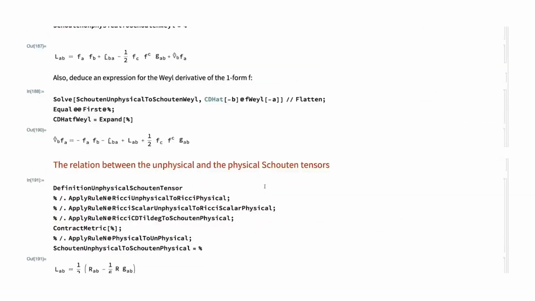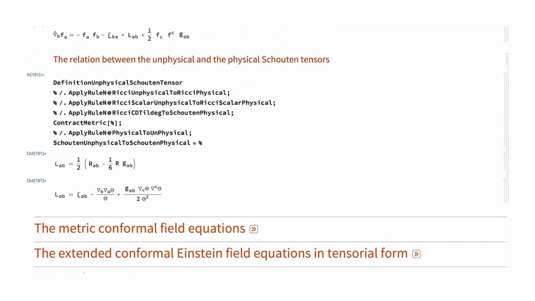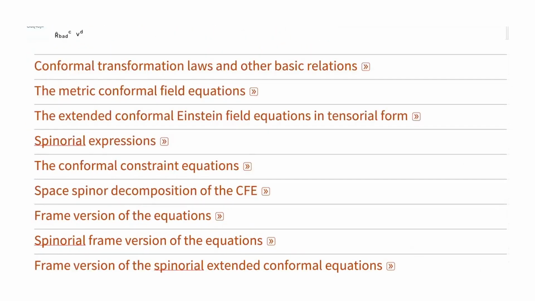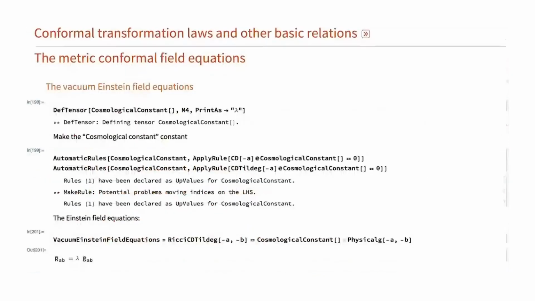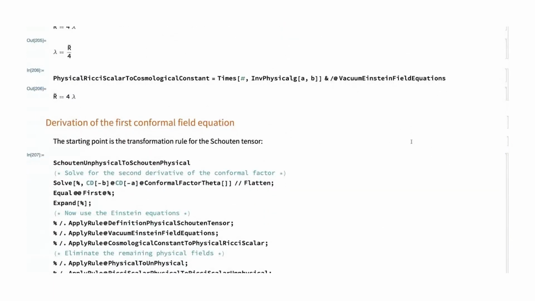Okay. So as you see, this section is really about deriving the basic relations. And then what is key is that you can also derive the key equations that are used in my book, namely these conformal field equations, and the most simple vanilla version of those are the so-called metric conformal field equations. And then again, this notebook gives you a derivation of the equations, right?